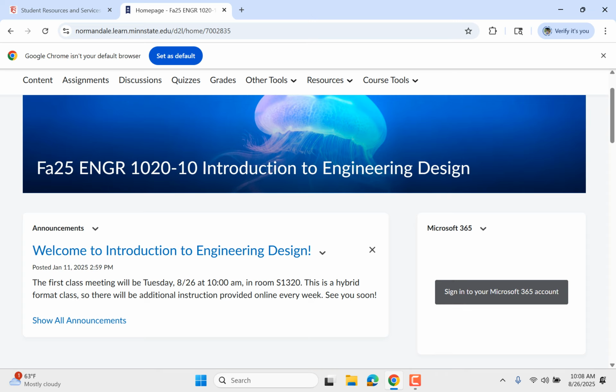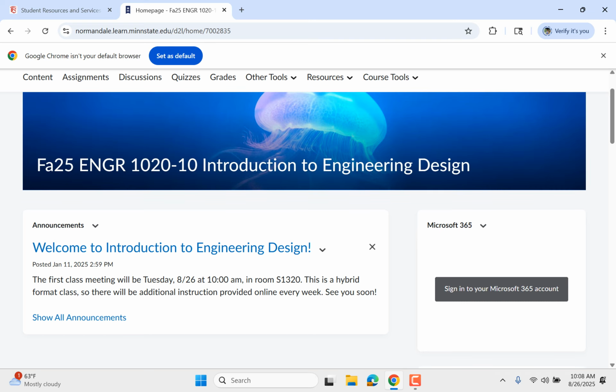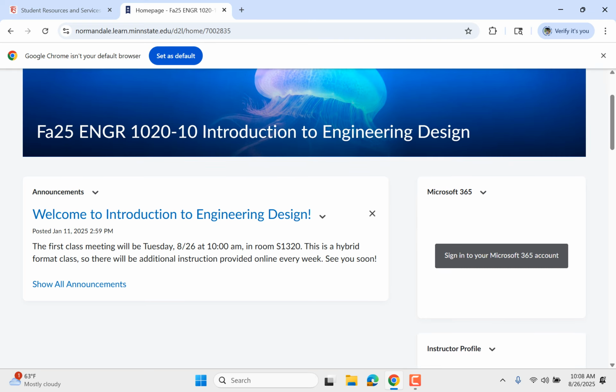And the first thing you see when you get into D2L for an individual class are the announcements. Just get in the habit of checking the announcements every day for this class. Anytime I change something or assign something, or anytime I want you to know a date of something or whatever, I'll put an announcement in here. So this will just populate little by little as we go.